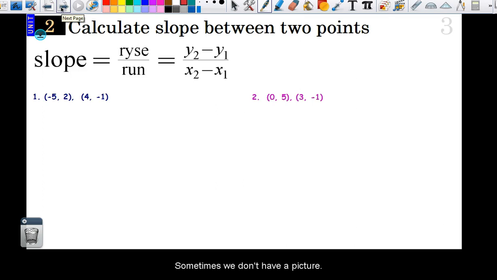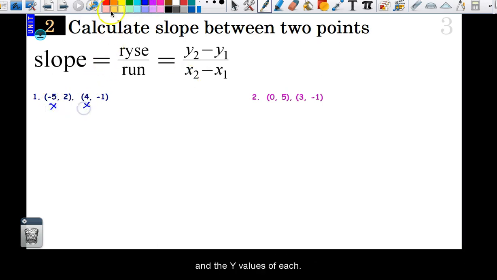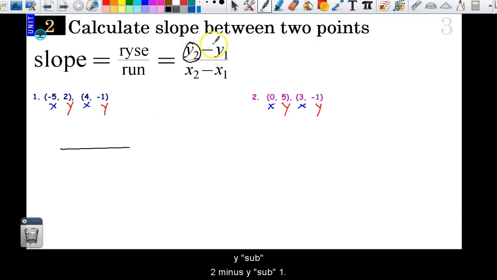Sometimes we don't have a picture, and when that happens and I have 2 points and I need to calculate the slope, you have to identify the x values and the y values of each point, and you'll have to find the difference in y and the difference in x. What does the word difference mean? It means to subtract. Now notice that the formula says y2, y sub 2 minus y sub 1.